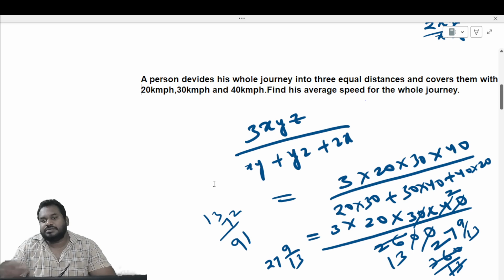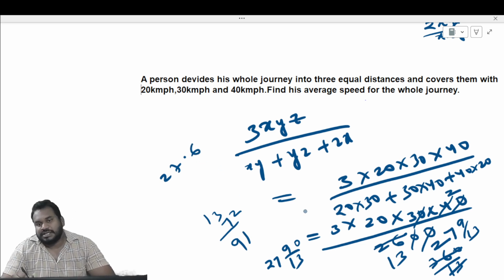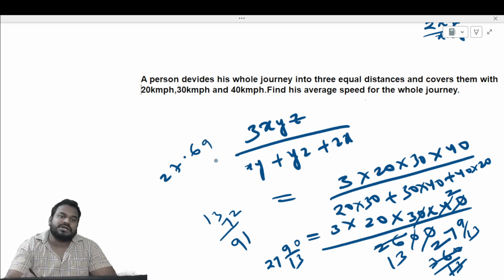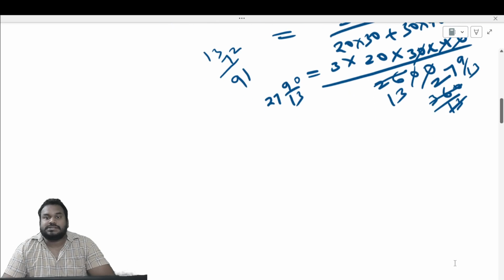If you want to find it in decimals, put 27 point, then it will become 90. So 13 7s are 91, right? So 13 6s are 78. Then 12 will be there, 120, 8 9. So approximately 27.69 you will get. Okay, right, that's it.